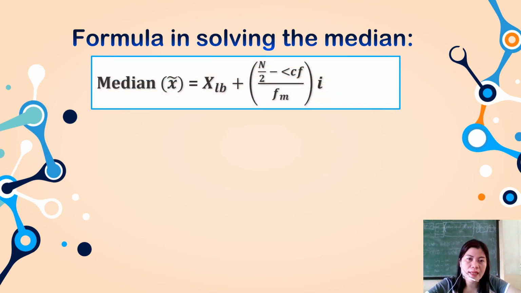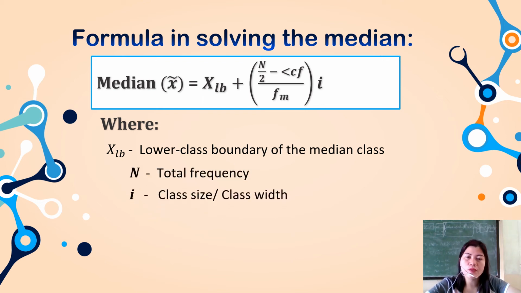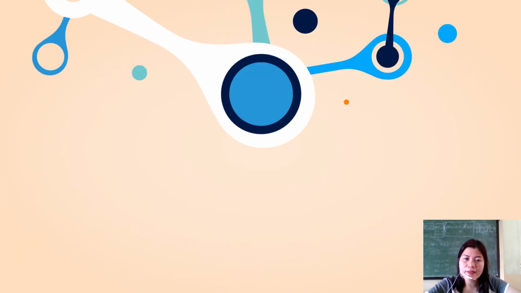So our median is, that is our symbol. So X sub LB, it is what? Meaning that is the lower class boundary of the median class. And then N is the total frequency and i is the class size, or the class width. And then less than CF is the cumulative frequency before the median class. And then FM or F sub M is the frequency of the median class.